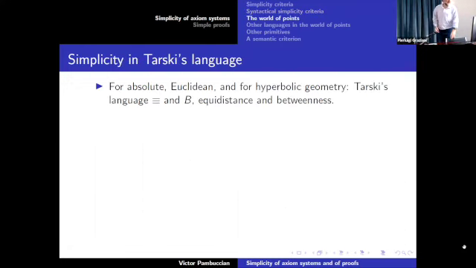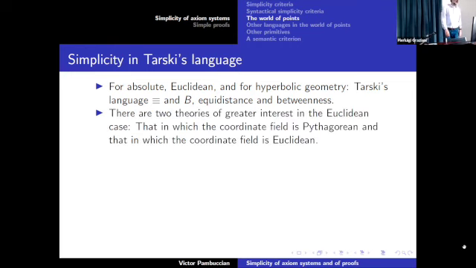Okay, so how do these things look in a familiar setting? So we are in Tarski's language, let's say, and we want to check all of this simplicity story in it. So what we have is this ternary relation for betweenness and the quaternary relation for equidistance.